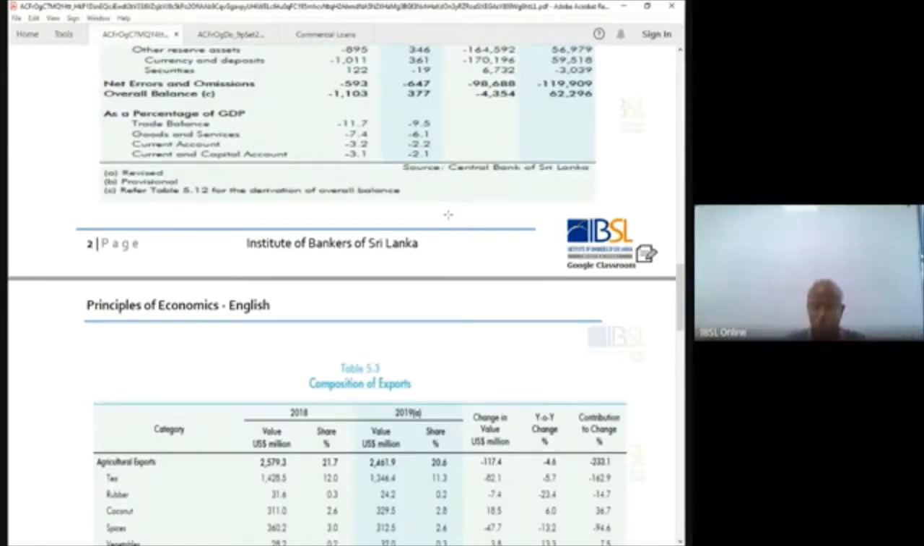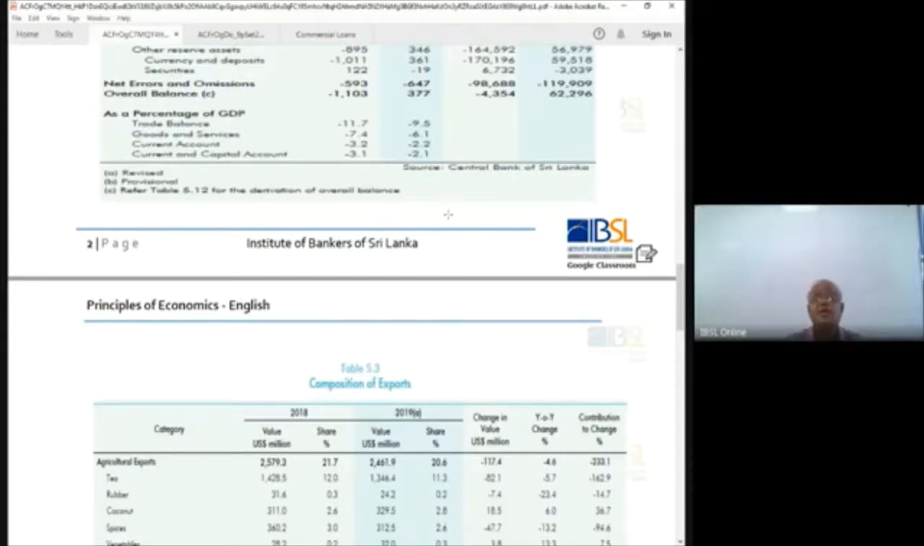Suppose the overall balance is negative, a deficit of 25 million. Starting reserves, foreign assets, total 100 million. The deficit is minus 25, so 100 minus 25 is 75 million. That's a drop in reserves. So this balance of payment status directly implies what is happening to our reserves.